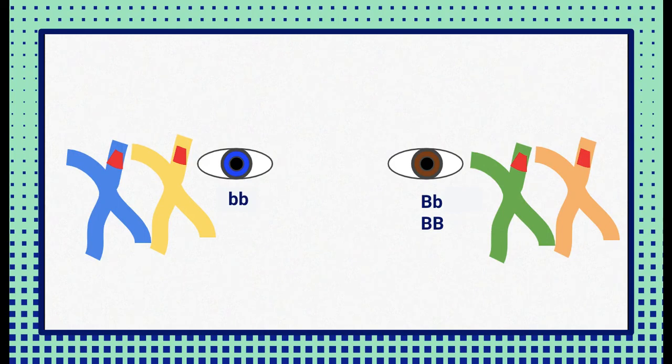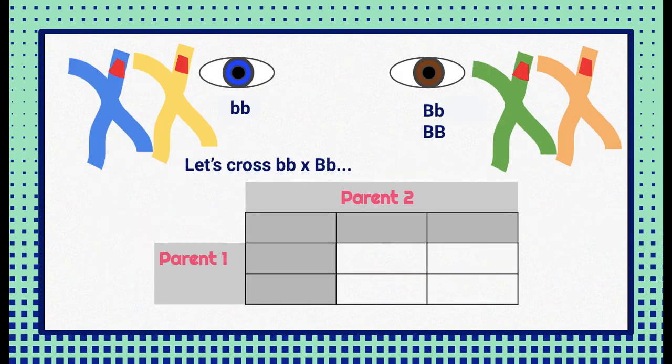So that means in order to have blue eyes, I must have two recessive alleles. We indicate this with two lowercase letters. To have brown eyes, I could have an uppercase and a lowercase, so that means a dominant and a recessive allele, or I could have two dominant alleles.